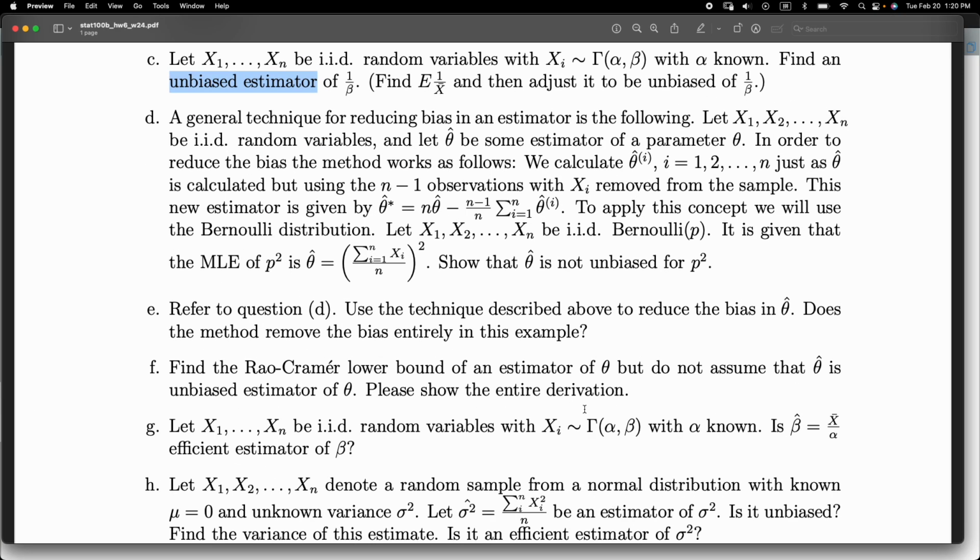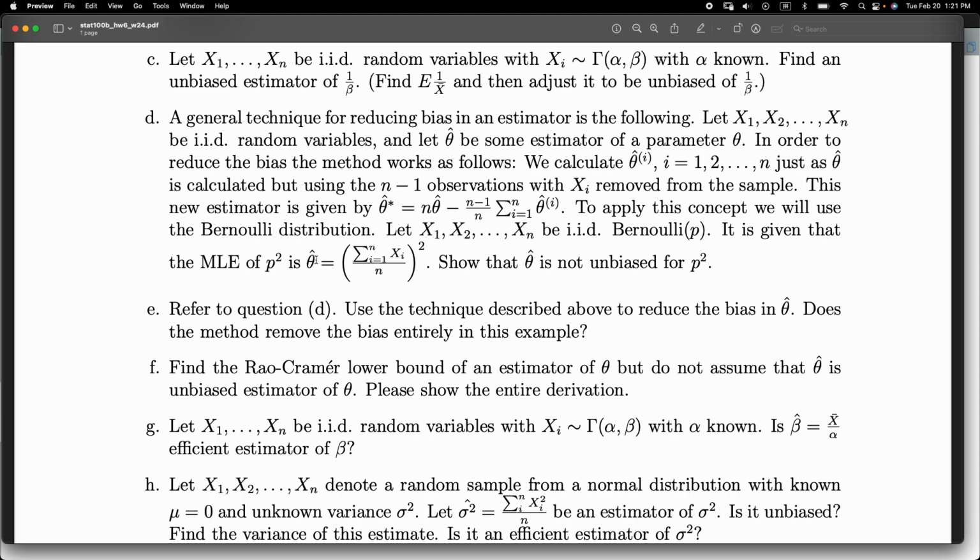Okay, next let's take a look at part D. So yeah, I think you can read the question on your own for this part. For part D, D and E are related, but for part D, we just need to focus on this part first, and then part E is more related to the details here. So first of all, let X1 to Xn be IID Bernoulli, and then it's given that the MLE for p square, it's theta hat of that.